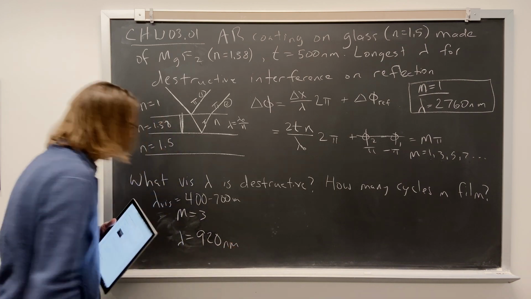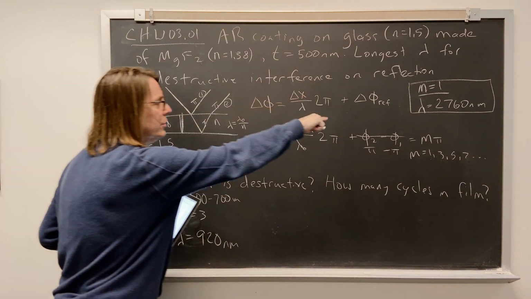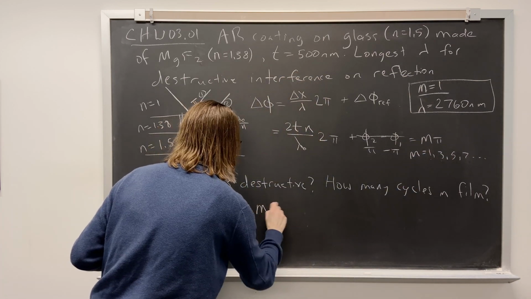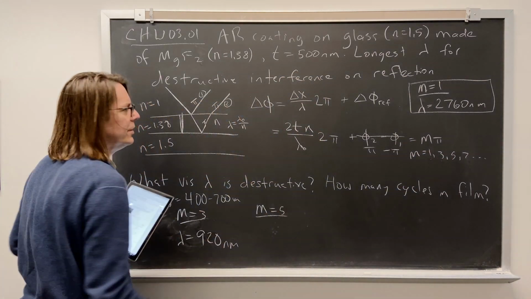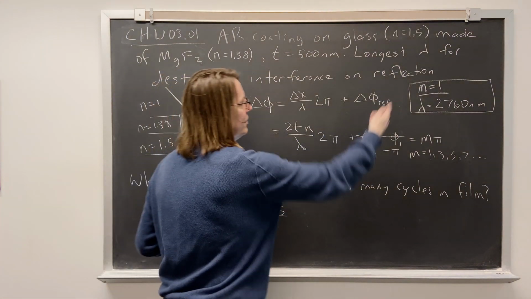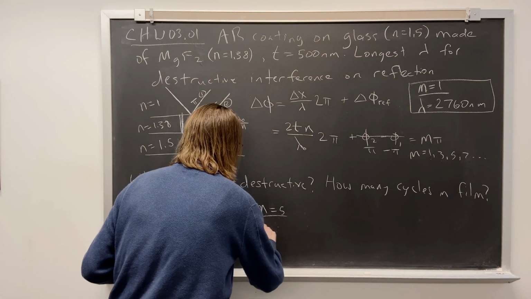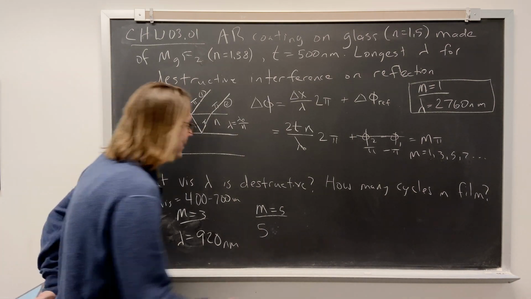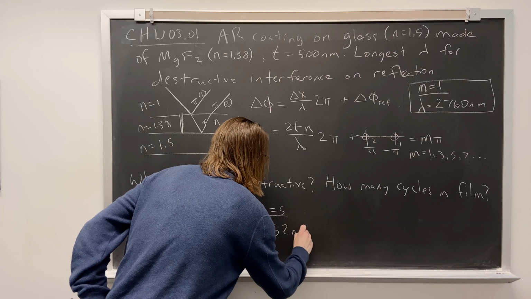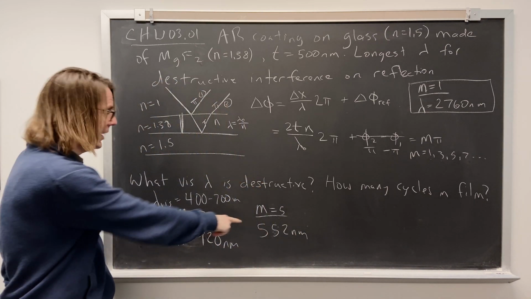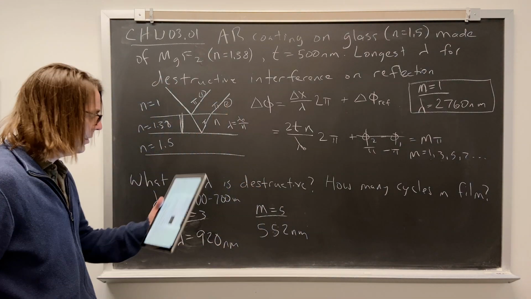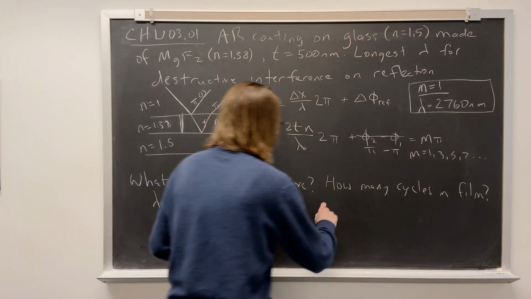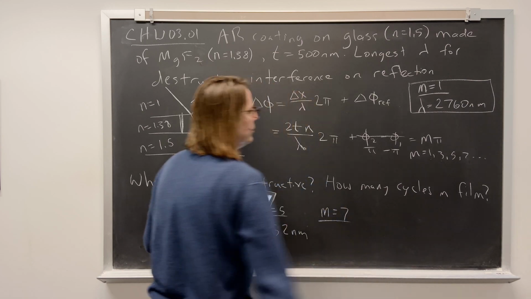Good, not in the visible yet. So going to 3, it got shorter, but not short enough. Let's go to m equals 5. What is it there? Well, you basically divide that by 5. Let's see, 5 into 27 leaves 2, 26, 5, 2 nanometers. That's in the visible. That's between 400 and 700. And if you just wanted to check, you could make sure that m equals 7 is no longer in the visible.